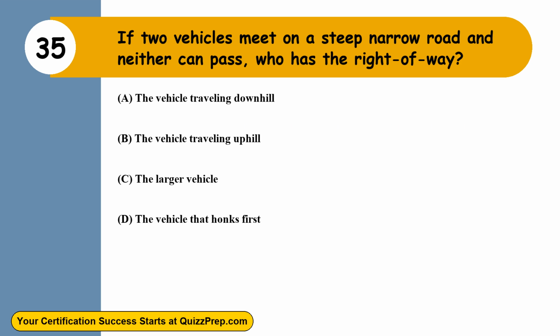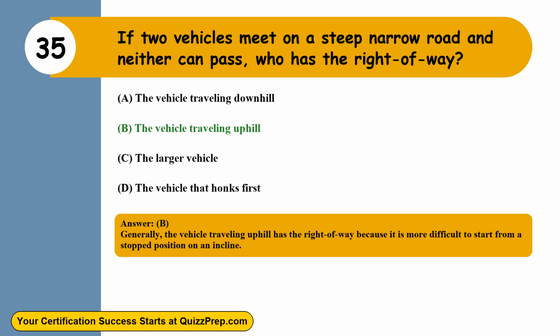Question 35. If two vehicles meet on a steep narrow road and neither can pass, who has the right of way? Option A, the vehicle traveling downhill. Option B, the vehicle traveling uphill. Option C, the larger vehicle. Option D, the vehicle that honks first. The correct answer is option B, the vehicle traveling uphill. Generally, the vehicle traveling uphill has the right of way because it is more difficult to start from a stopped position on an incline.